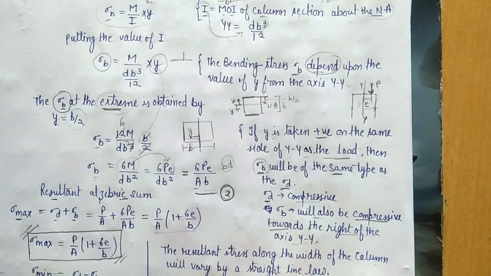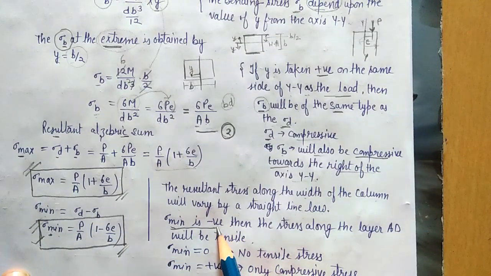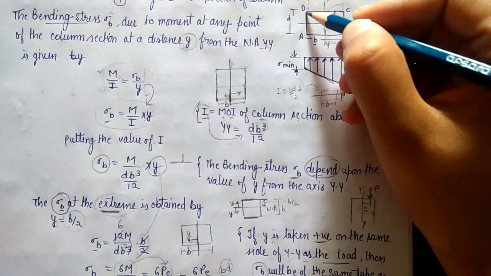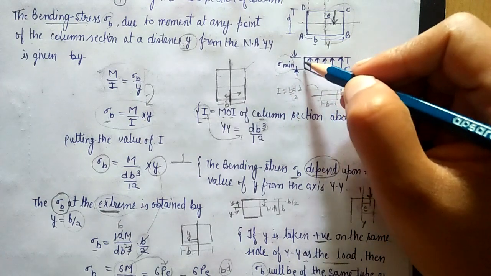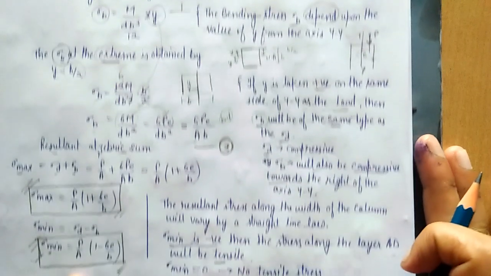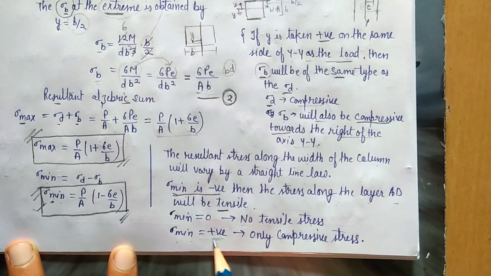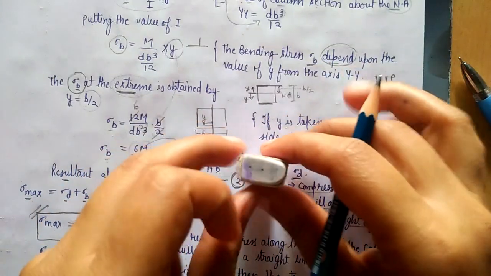If sigma minimum comes out negative, then the stress along the layer AD will be tensile. That means along this layer AD, the stress comes out tensile if sigma minimum is negative. Okay, and if sigma minimum is 0, that means no tensile stress, and if sigma minimum is positive, there is only compressive stress. So we are going to understand this concept of column from this razor, right?